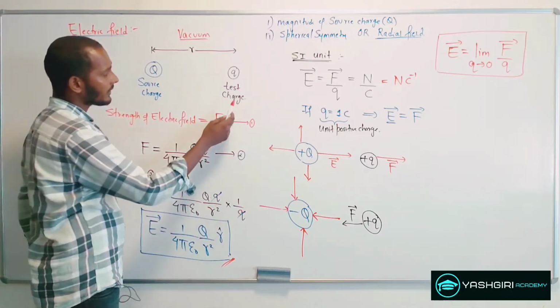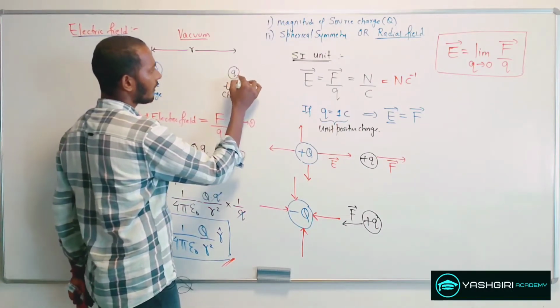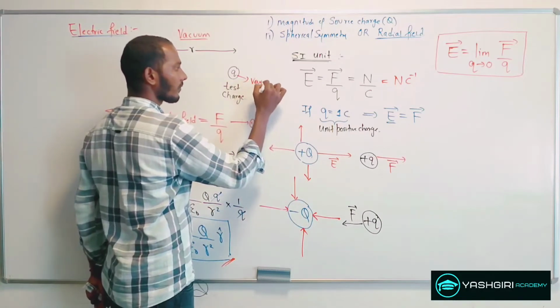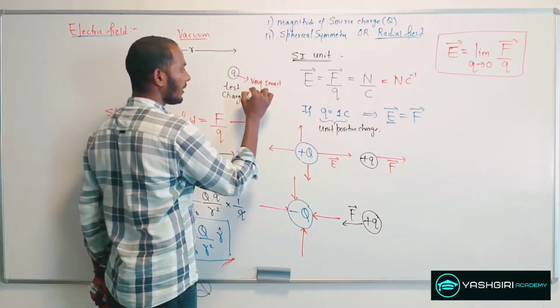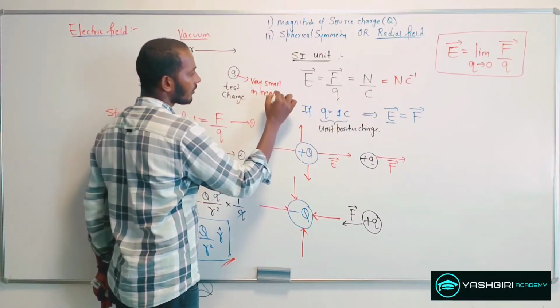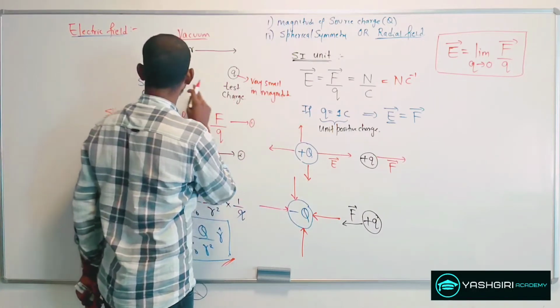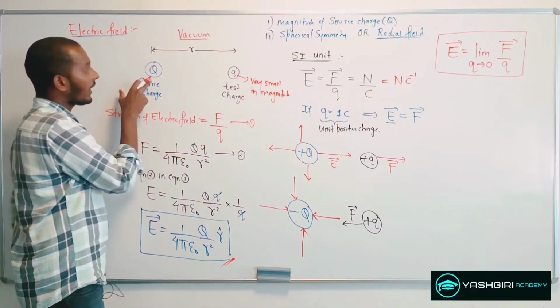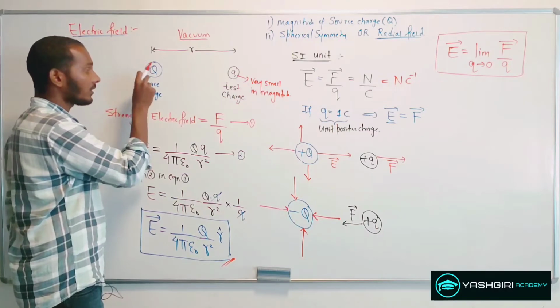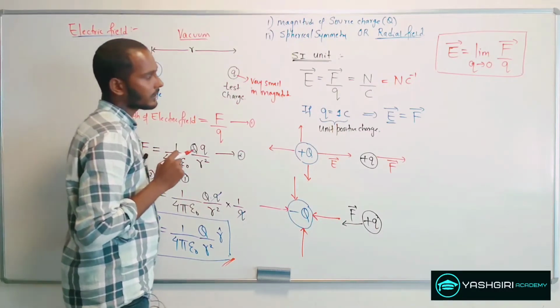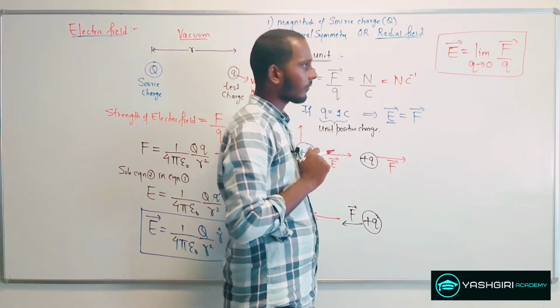Okay, so the only point is that you consider this to be very small in magnitude, because we are trying to find the strength of the electric field for this source charge. All right, so here that's the equation.